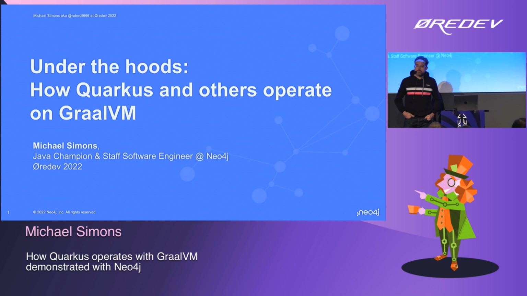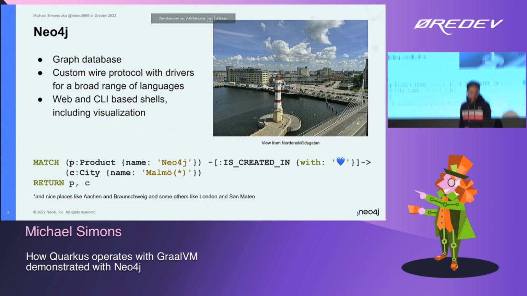And in the next following 40 minutes, we're going to talk about Quarkus and GraalVM and a bit of Neo4j. It's a bunch of topics we have, so better get started.